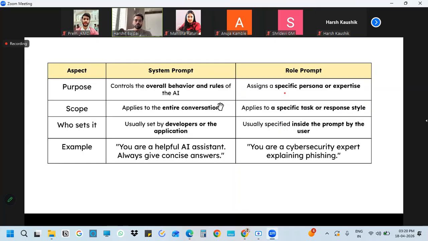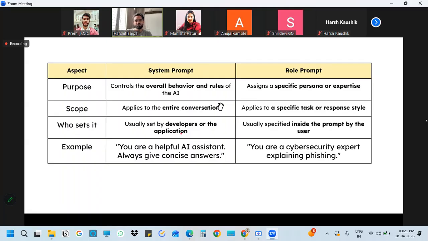With a role prompt, you are assigning a specific persona or expertise. Here, it is not across the entire conversation. It can change. It is for a specific task. Let's say I want to explain something to you guys, so I would ask how to explain transformers to a business analyst. It will understand, okay, you want to explain it to a business analyst, and this is how you can answer. But that will be limited to that specific scope only. It won't be across all my chats, essentially. Who sets this? This is generally set by developers or the applications.